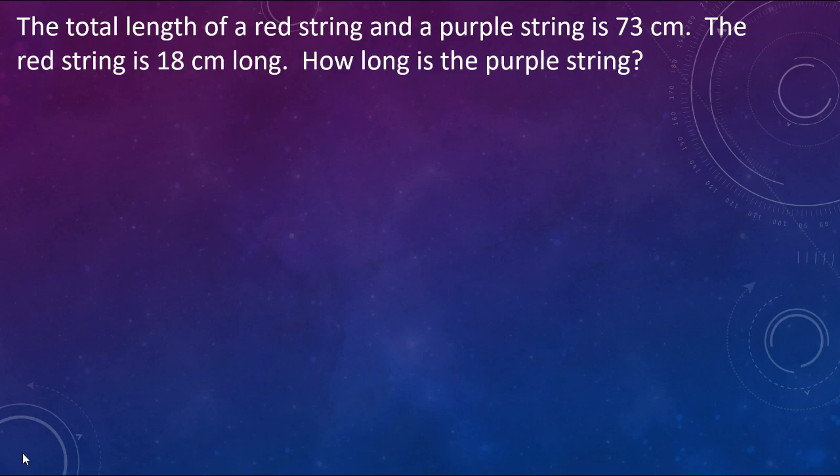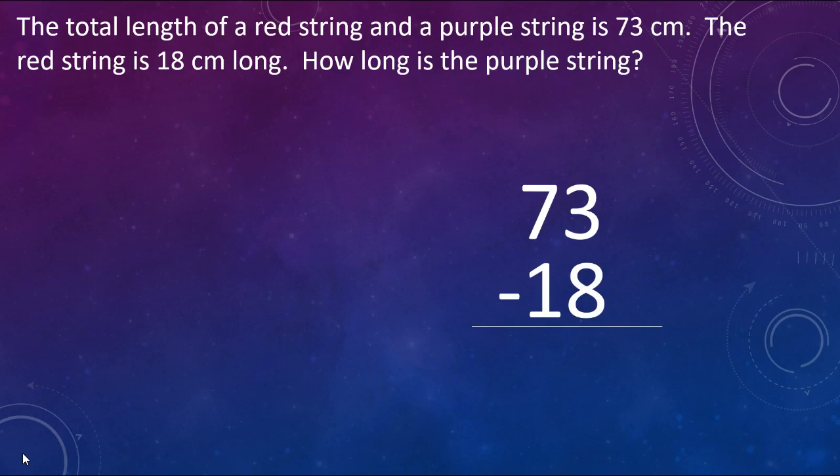Okay, so how did you and your shoulder partner decide that you were going to solve this? Did you say that you were going to subtract? That's what I did. So I set it up this way. 73 minus 18. Is this how you set yours up? Now let's go ahead and figure this out. So I lined up my ones place here, and I lined up my tens place. Do I need to take any tens from the seven here? Yes, I do, because I don't have enough ones here in the 73 to subtract the 8, because I can't take 8 away from 3.